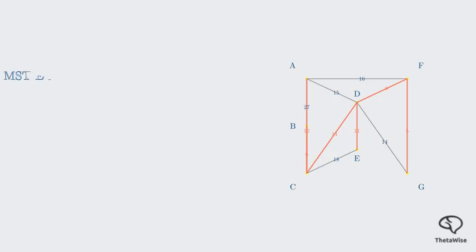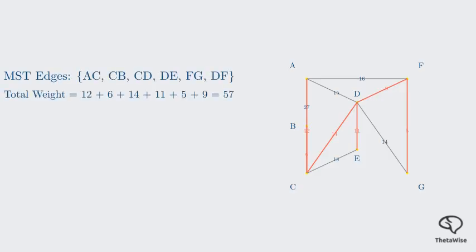The resulting MST has edges AC, CB, CD, DE, FG, and DF. Its total weight is 12 plus 6 plus 14 plus 11 plus 5 plus 9, which equals 57. Notice that both Kruskal's and Prim's algorithms produced an MST with the same total weight, as expected.